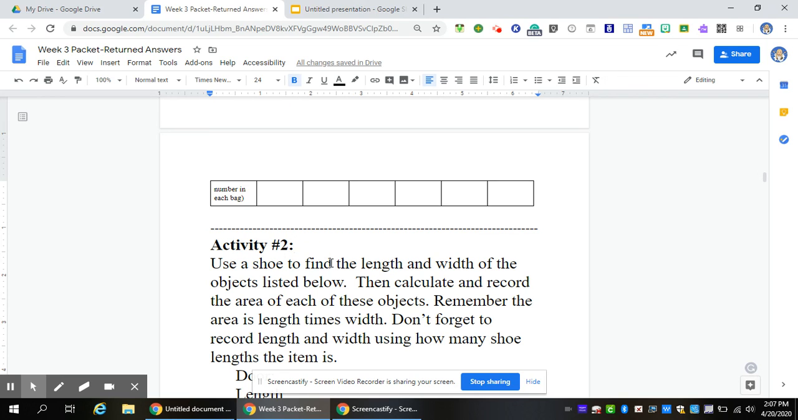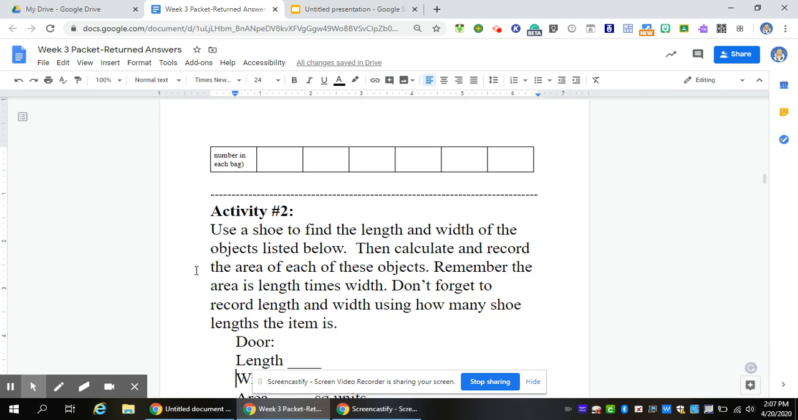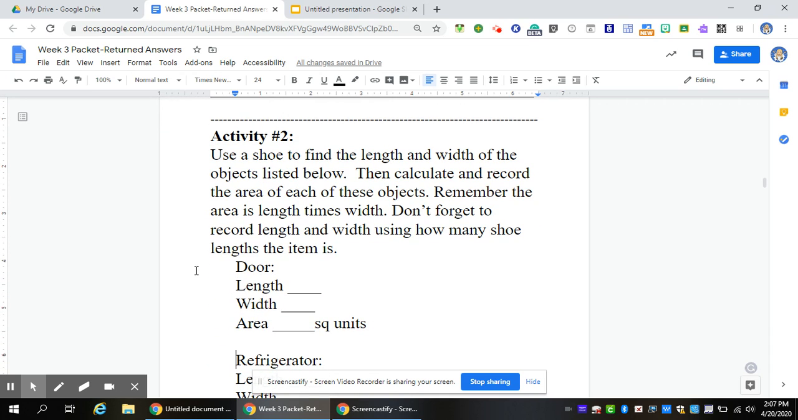All right, activity 2. This one also is a little complicated if you're not familiar with doing this kind of stuff. So area, they were already taught this year, is length times width. But what we want them to do in this activity is instead of using a traditional ruler, they're going to use their shoe as their unit. So whatever shoe they choose, they're going to use it to count the number of times that shoe would go across the length and the width of the object listed below.